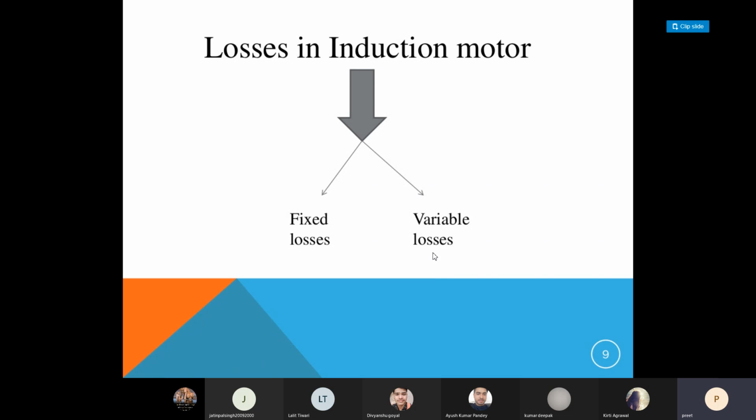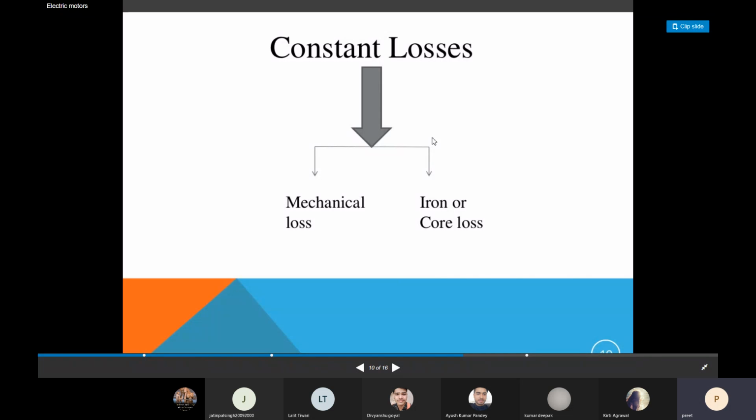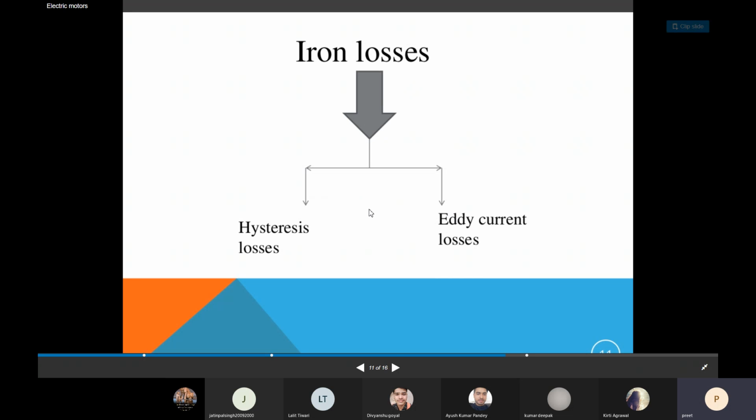But if we consider the losses in an induction motor, they are again divided into two parts, that is, fixed losses and variable losses. In constant losses, what do you have? You have mechanical losses and your iron or core losses. Just see, this part has been added, which is not there in the case of a transformer, but in the transformer the iron or core losses were the same thing.